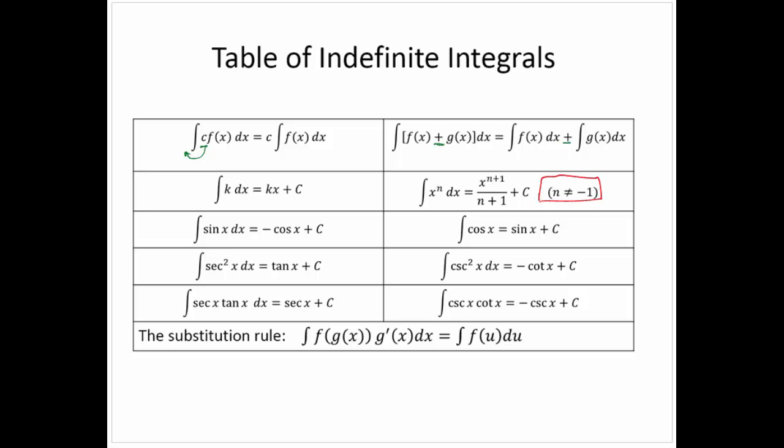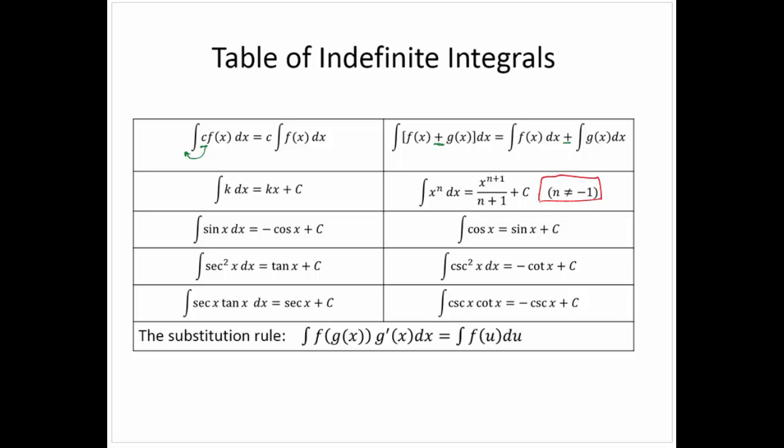All right, and so then using what we learned about trigonometric functions, we can undo those. The antiderivative of sine x is negative cosine x. The antiderivative of cosine x is sine x. The antiderivative of secant squared is the tangent. The antiderivative of cosecant squared is the negative cotangent. The antiderivative of secant x tangent x is secant x. And for cosecant x cotangent x, we have negative cosecant x.